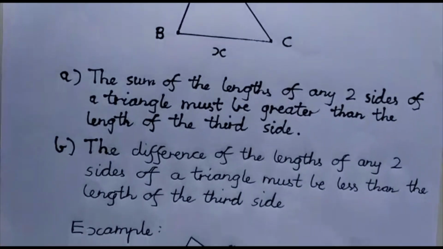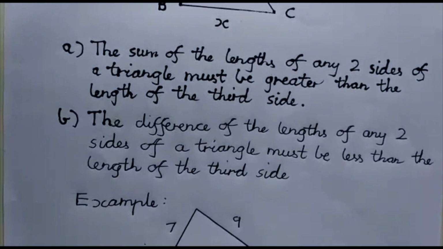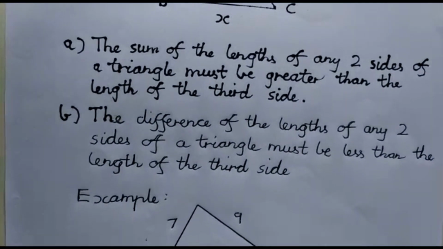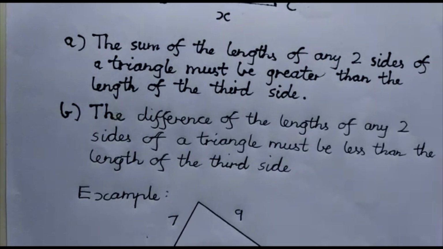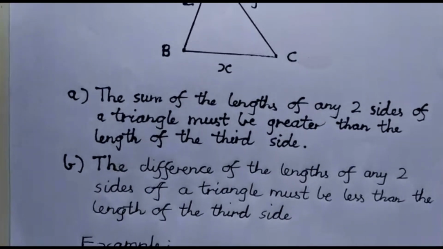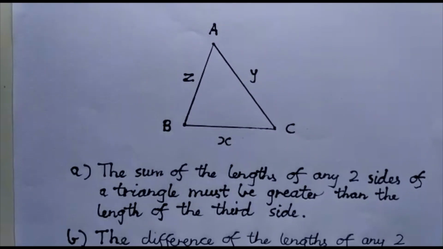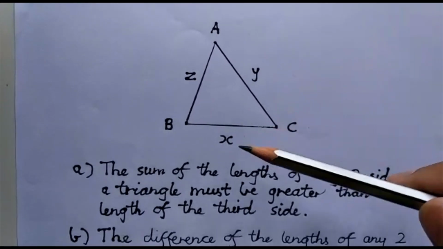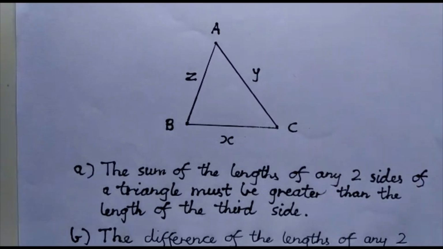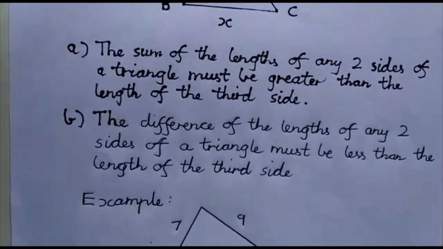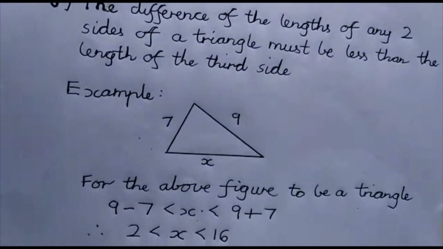The second part of this theorem states that the difference of the lengths of any two sides of a triangle must be less than the length of the third side. So the difference between z and y must be less than x. The difference between y and x must be less than z, and so on. Let me illustrate this through an example.